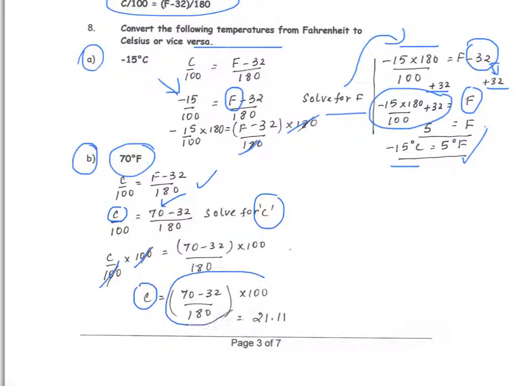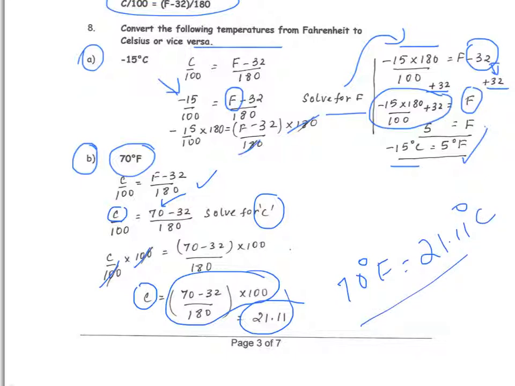So we've solved for C. Just plug in all these numbers into your calculator. Make sure you're using parentheses, and that's the answer we get. So 70 degrees Fahrenheit is equal to 21.11 degrees centigrade, and that has made the conversion.